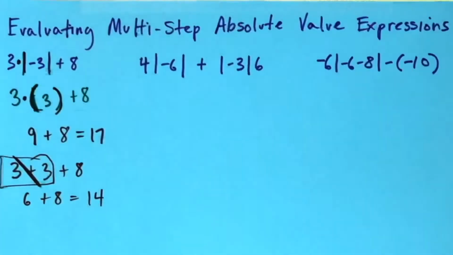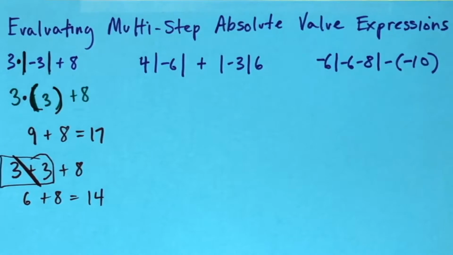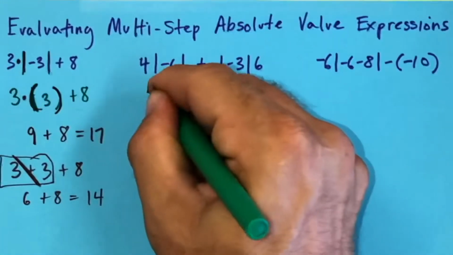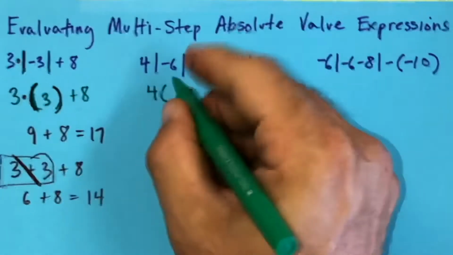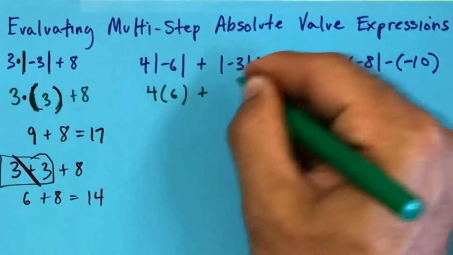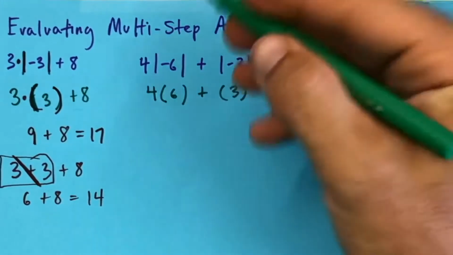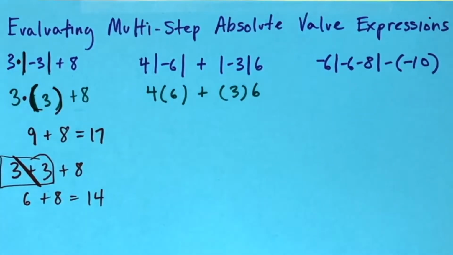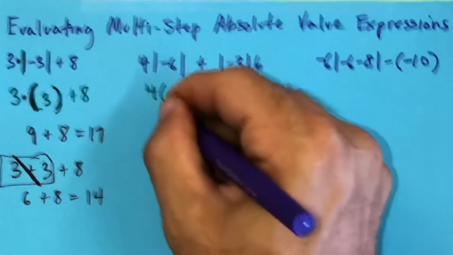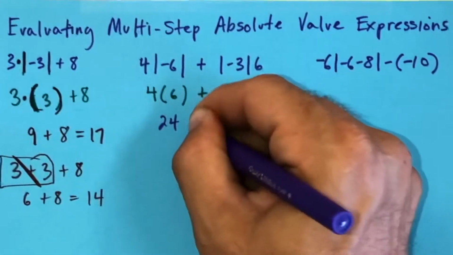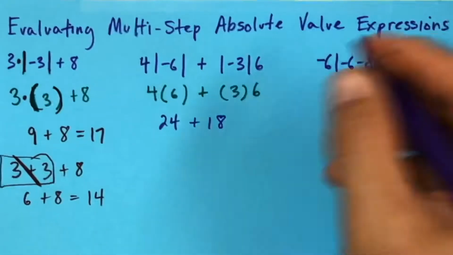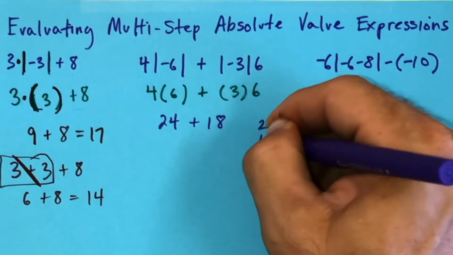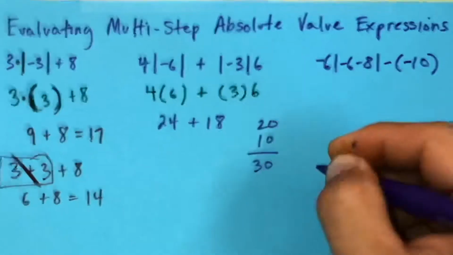Another good example is one where there's actually two absolute values for you to solve first. Again, I'm taking the absolute value of the number and putting it in parentheses so I can maintain my multiplication. 4 times 6, 24, plus 3 times 6, 18. Mental math tells me to do 20 plus 10, 30.